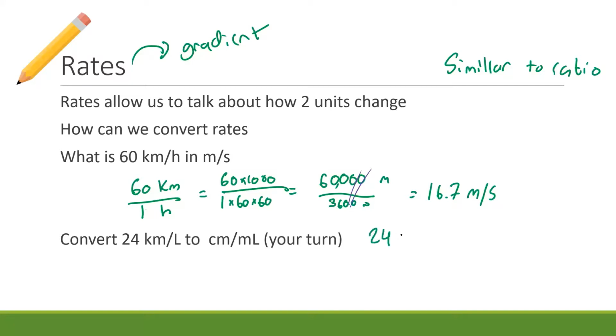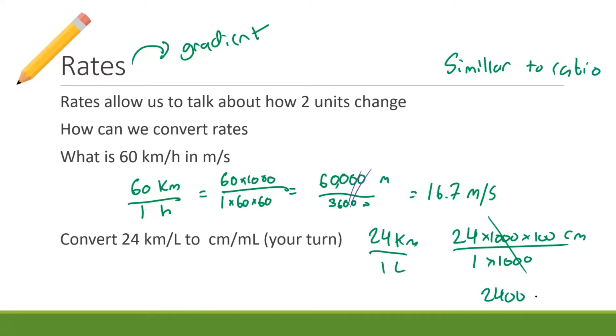So we've got 24 kilometers per 1 liter. Now, how do you do this? You go, well, 24 times 1,000 kilometers times 100 to get it into centimeters. And then for a mil, you've got 1 liter and you multiply that by 1,000 to turn it into milliliters. Guess what? That's going to cancel. So you're going to have 24 times 100, which is going to be 2,400 centimeters per a mil.